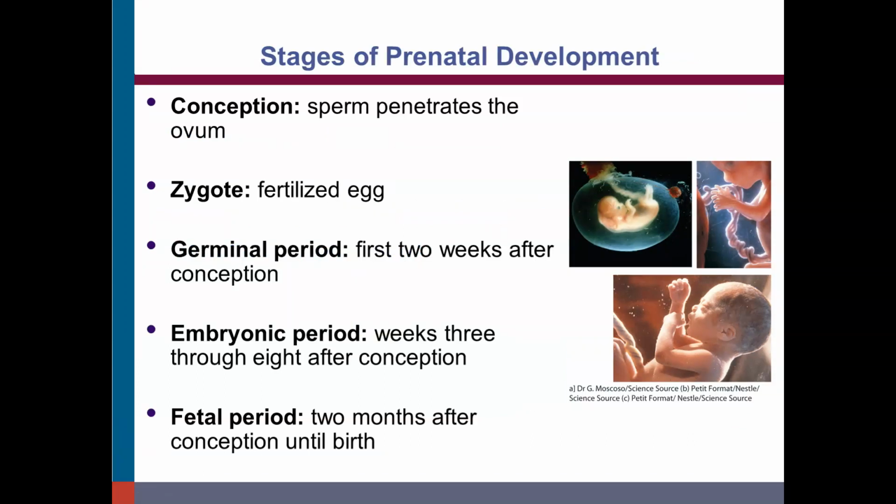First of all, a zygote, you remember, after the sperm penetrates the ovum, that's what's known as conception, then the egg becomes fertilized and that's what's known as the zygote. Then the three phases or stages of prenatal development are what's called the germinal period, that's the first two weeks after conception. And then weeks 3 through 8 after conception are what's known as the embryonic period.